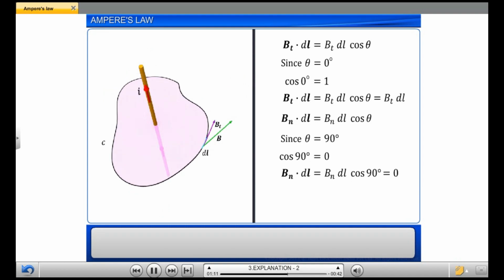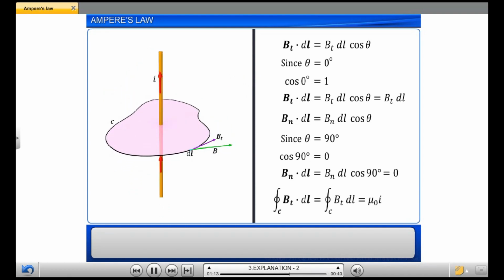According to Ampere's law, the integral over the closed curve C of Bt dot dl is equal to mu naught times the total current enclosed by the closed loop, I. That is, the integral over the closed curve C of Bt dl is equal to mu naught times I. This closed curve is called the Amperian loop.